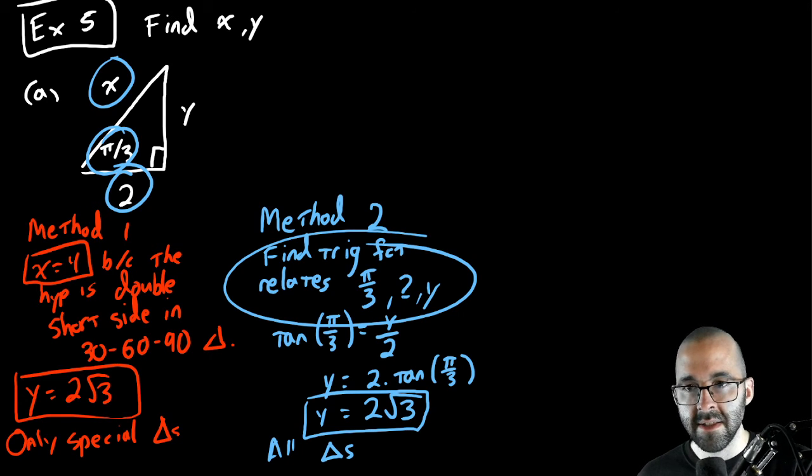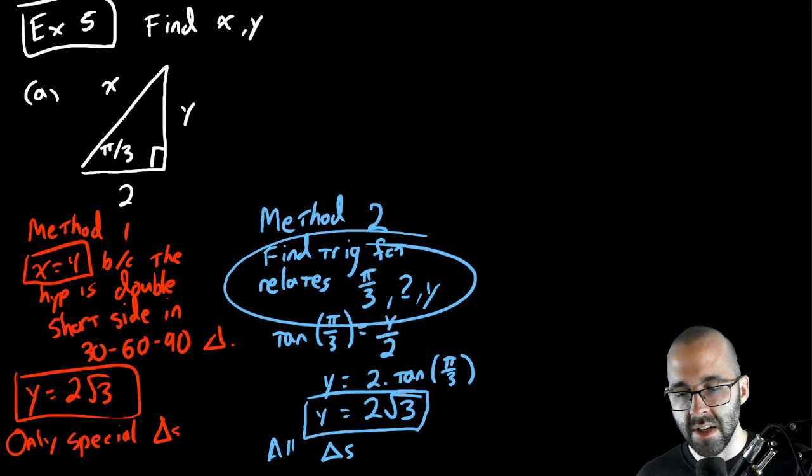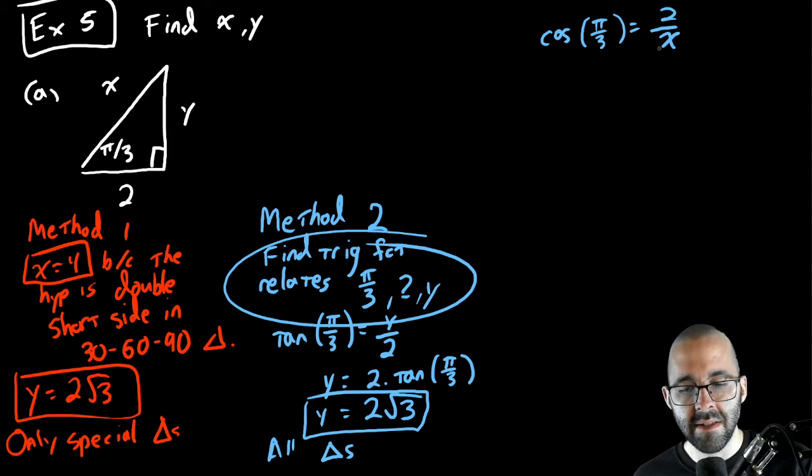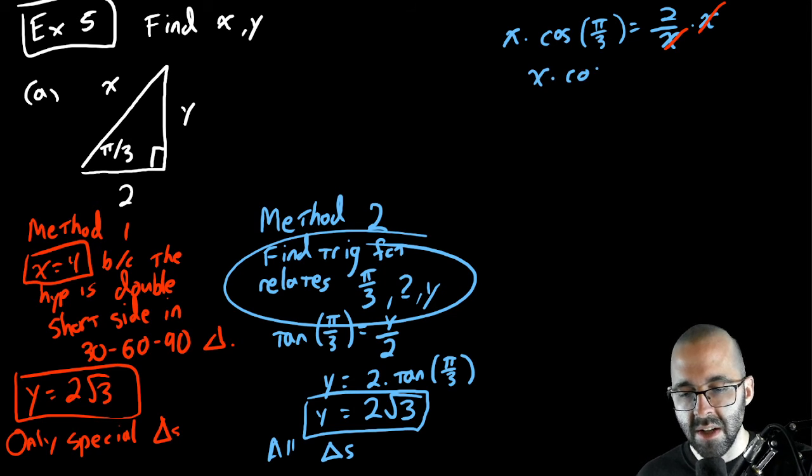It's the adjacent and the hypotenuse. That's going to be cosine. Cosine of pi over 3 is 2 divided by x, and solve for x. You know, this one's a little trickier to solve. Multiply x by both sides, get rid of it from the denominator. And that leaves you with x times the cosine of pi over 3.